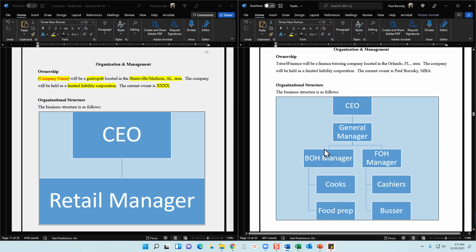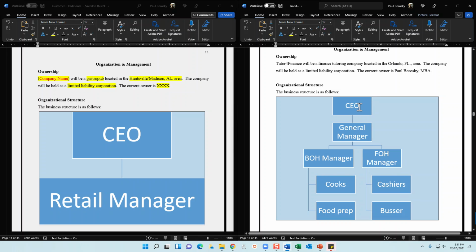I do use a visual organizational chart because you're going to be able to quickly see the types of the different job positions that are going to be in the business. And you're also going to see the chain of command. Your cooks are going to be reporting to the back of house manager, cashiers to the front of house manager, and both the front of house and back of house managers going to the GM, who is going to be going to the CEO.